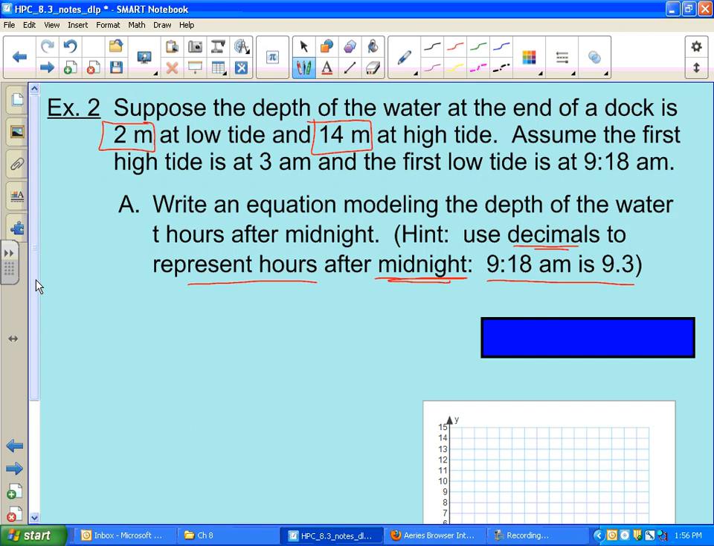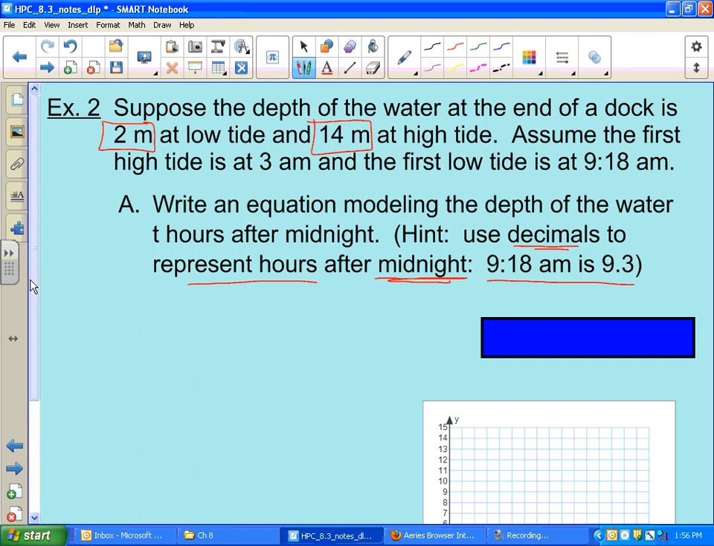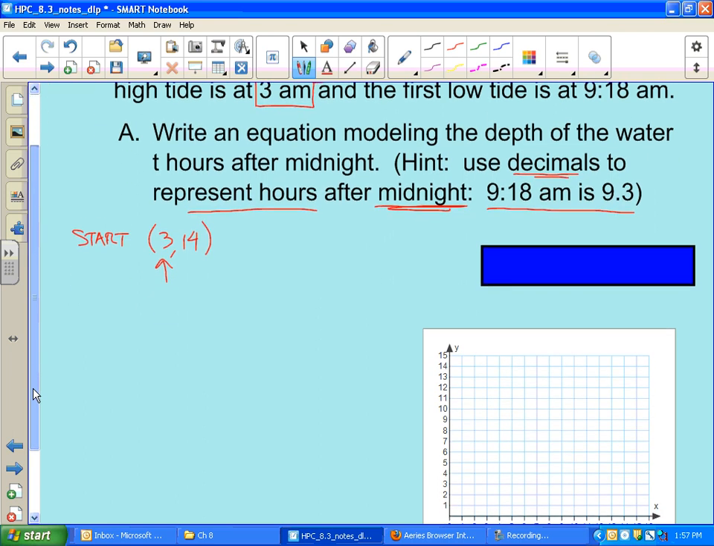All right, so this is what's happening. Let's draw a little picture. Where do we start? Suppose the depth of water, assume the first high tide, is at 3 a.m. So the combination of this 3 a.m. and this 14 give me my starting point for this graph. We're going to start at 3, 14. Time from midnight, which will be designated as 0, and then 14 above the bottom of the ocean.